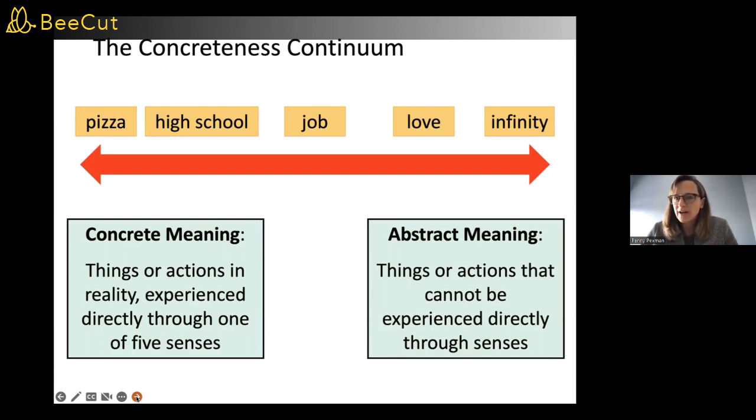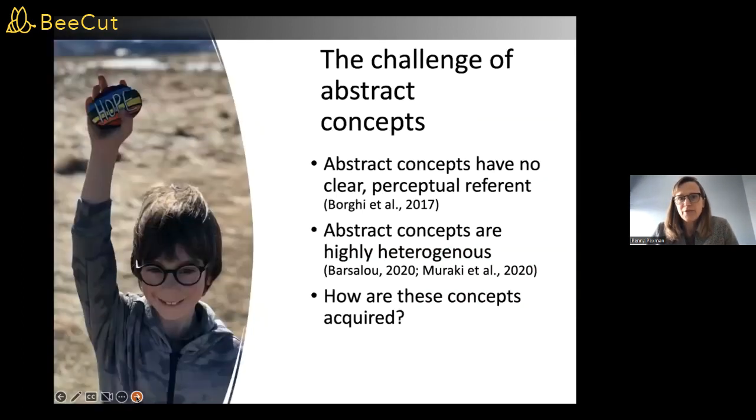And so it's really not giving us any clues about, okay, well, if it's not experienced through the senses, how is it experienced? Because I have meanings for these things and I can talk about them. Things like love and infinity are concepts that people are quite comfortable with. And so if you can't experience them through the senses, how the heck do you learn them? How do you retrieve them? And how do you remember them?